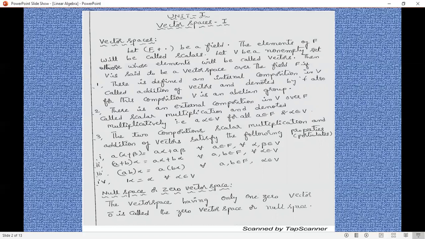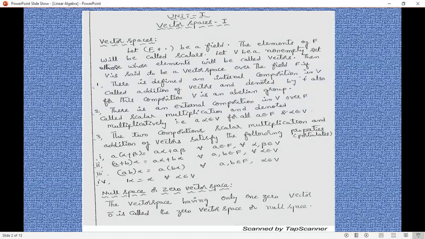There is defined an internal composition in V called addition of vectors, denoted by plus. In a vector space we are using one internal operation, plus, and one external operation, dot. In the internal operation, V satisfies the abelian group with respect to addition. In the external operation, for all a belongs to F, alpha belongs to V implies a alpha belongs to V.